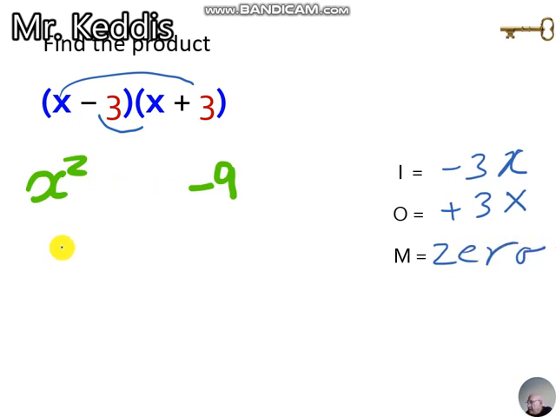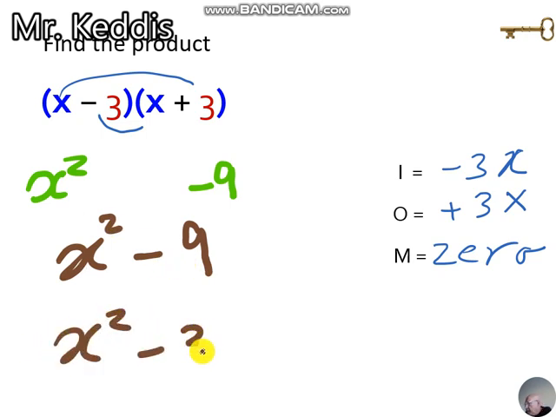And I can write this as x squared minus 9. Also 9, I can write it as 3 squared. x squared minus 3 squared. When you factor x squared minus 3 squared, you factor x minus 3, x plus 3. Because this is the difference between two squares.